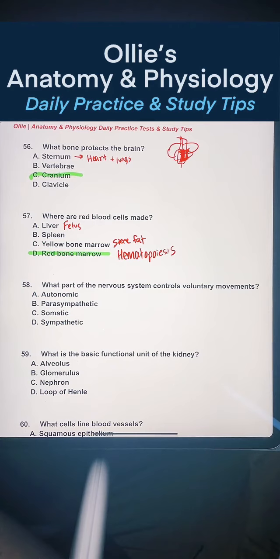But 58, what part of the nervous system controls voluntary movements?